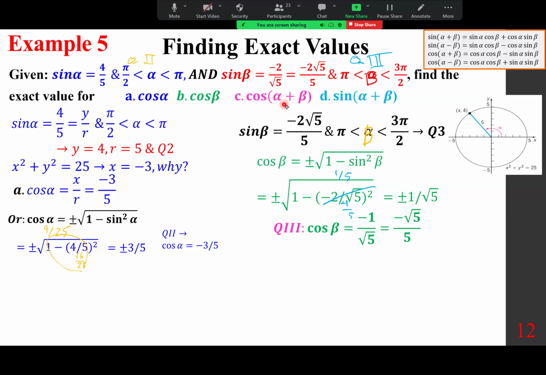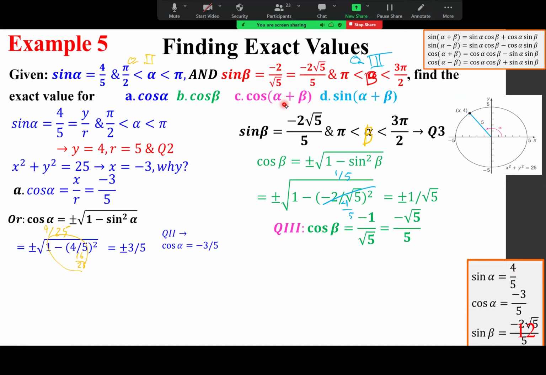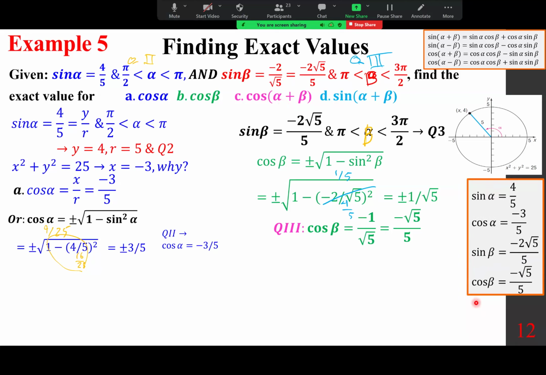Cosine of alpha plus beta. It's cosine alpha, cosine beta minus sine alpha, sine beta. So let's write everything that we found in a table to make it easier to plug in. We had sine alpha as 4 over 5. We found cosine alpha as negative 3 over 5. We had sine beta as negative 2 square root of 5 over 5, or negative 2 over square root of 5, which makes no difference. And cosine beta, we found to be negative square root of 5 over 5.